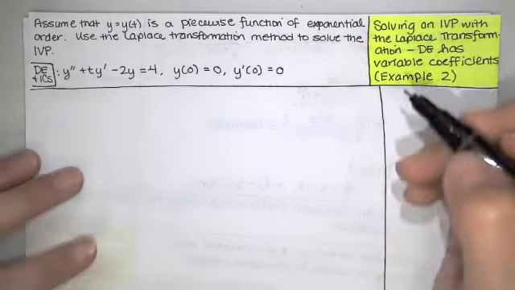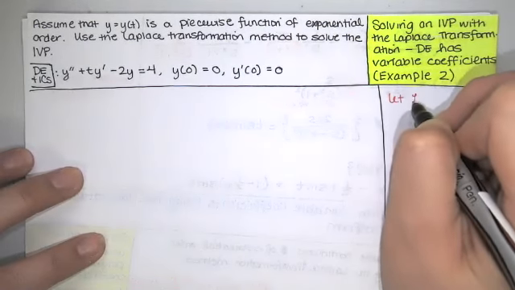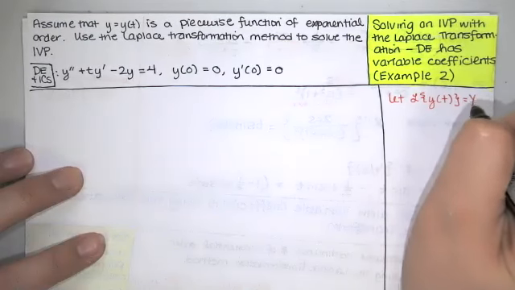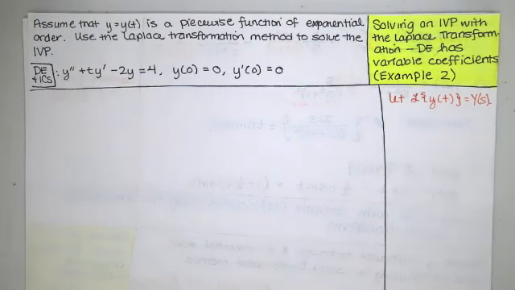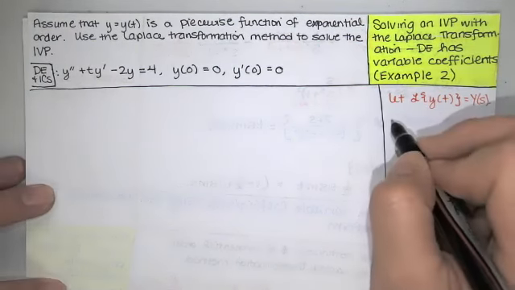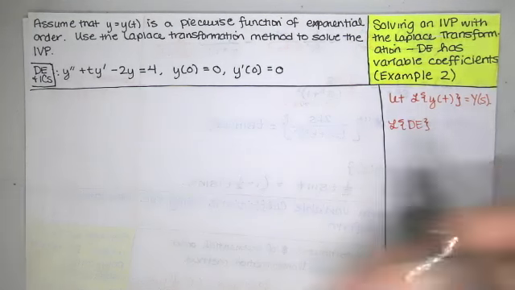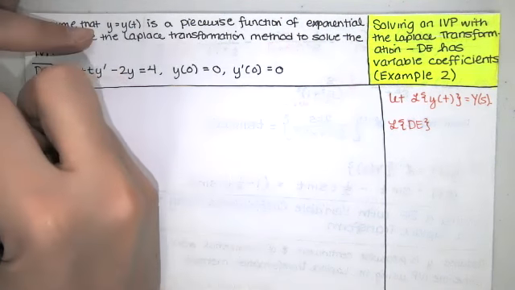So we always start this method in the same way. We introduce our notation so that the reader knows what that capital Y represents. We're going to let the Laplace transform of little y equal big Y, and we'll take the Laplace transform of the differential equation. We always start there.